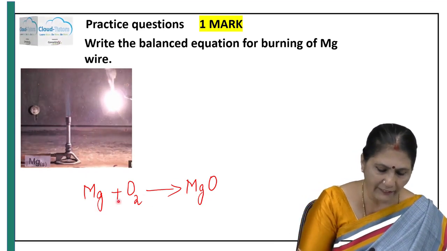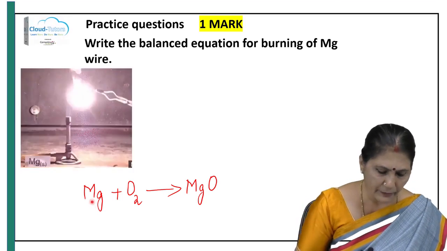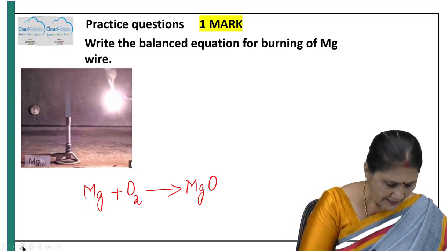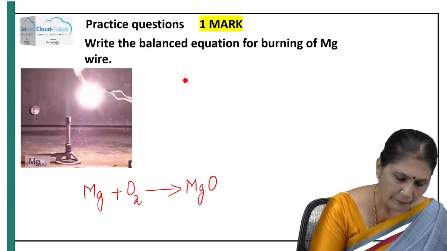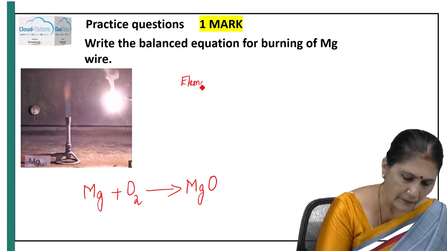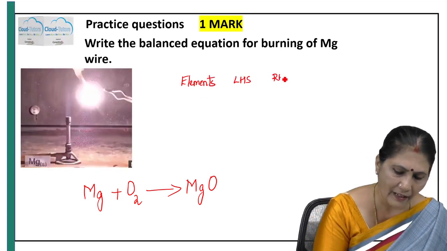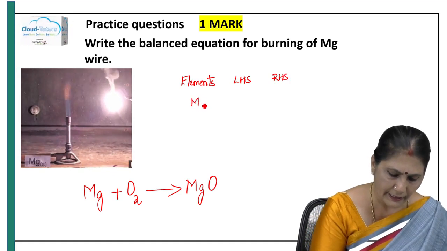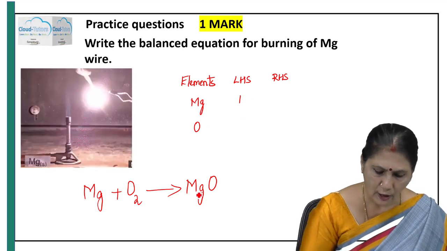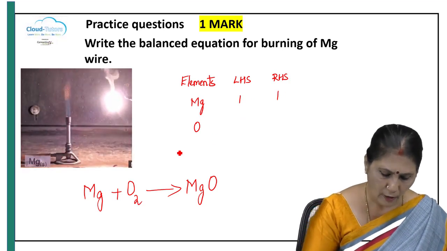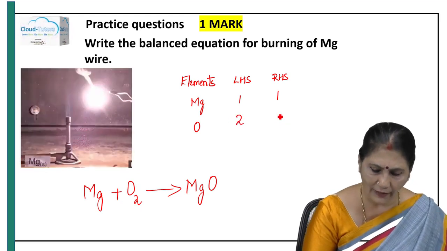So now very quickly we have to balance. This is a skeletal equation. Now how many atoms of magnesium are here on the reactant side? Let me write. We have elements, then we have LHS, then we have RHS. Elements are magnesium and then oxygen. Now magnesium is 1 on the reactant side, on the product side it is 1. But for the case of oxygen we have 2 here, here we have only 1.